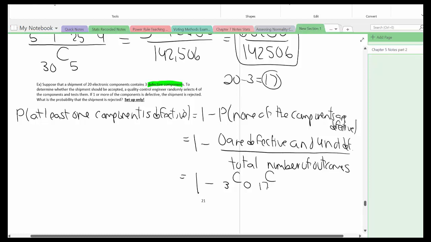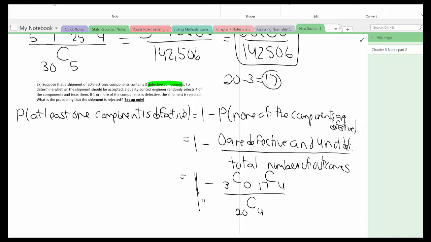So this is a combination of 17 items taken 4 at a time, divided by the total. So there's 20 total parts, and I'm selecting a total of 4. Because this is a setup only, I'm going to leave this as 1 minus this particular fraction.